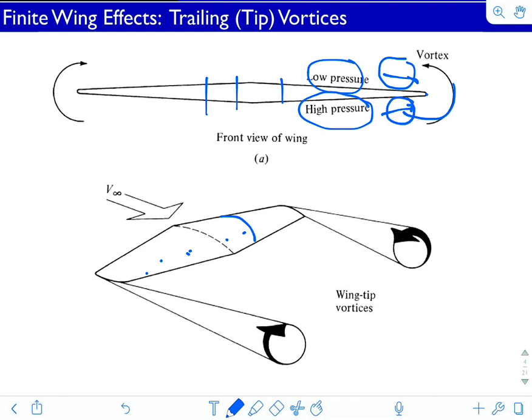This drives a flow in this sense. So this plane, we're looking at the front view of the wing coming at us, for example. It will drive a flow from higher to lower pressure. Flows like to move in the direction of lower pressure. And the result of that is associated with these wingtip vortices that look like this.